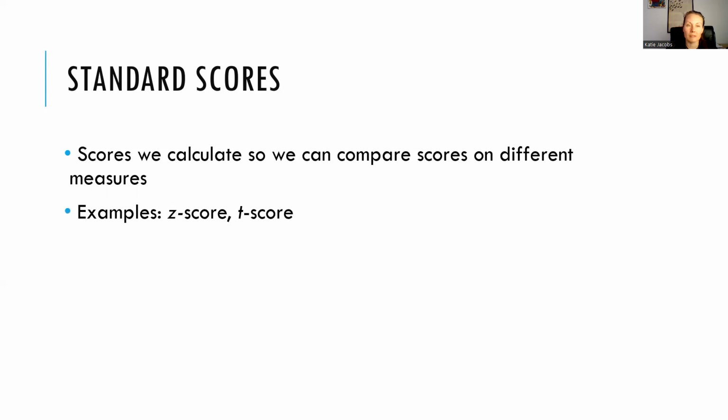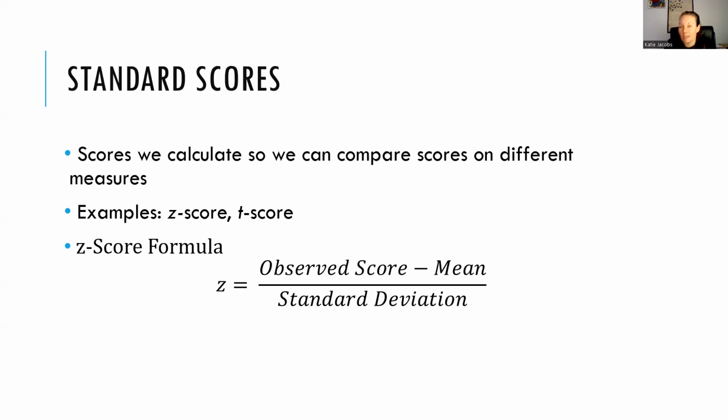All right, so some example standard scores are the z-score, the t-score, and I'm going to teach you how to do the z-score for this class. So our z-score formula: any z-score equals your observed score, or your x, right? So x minus the mean divided by the standard deviation.